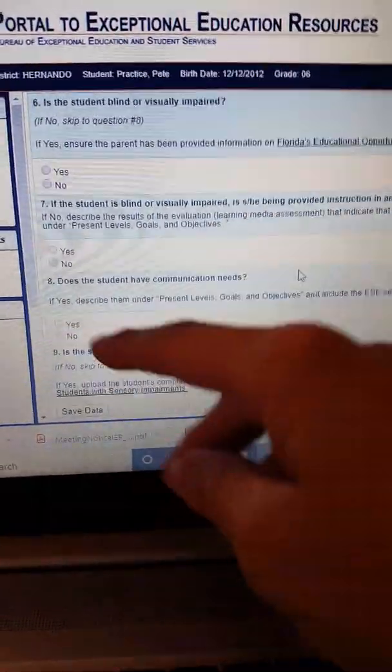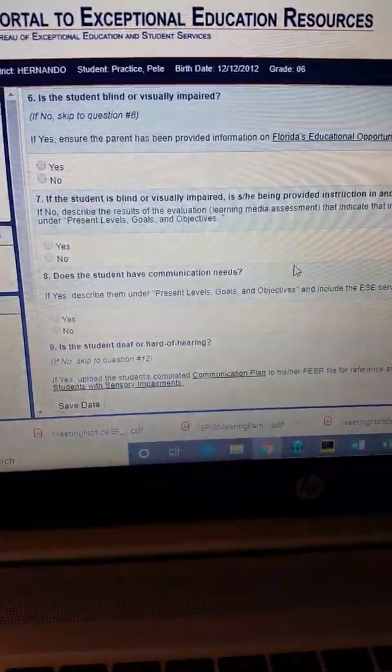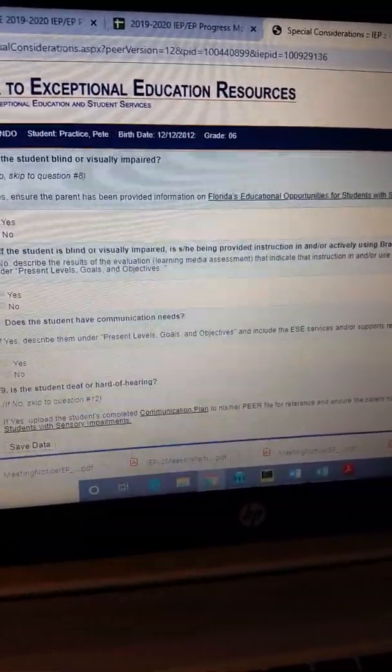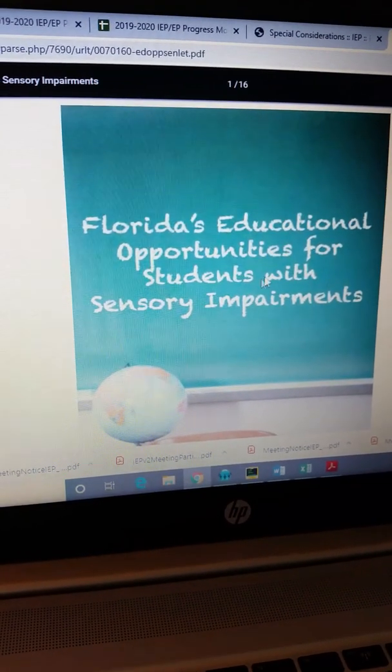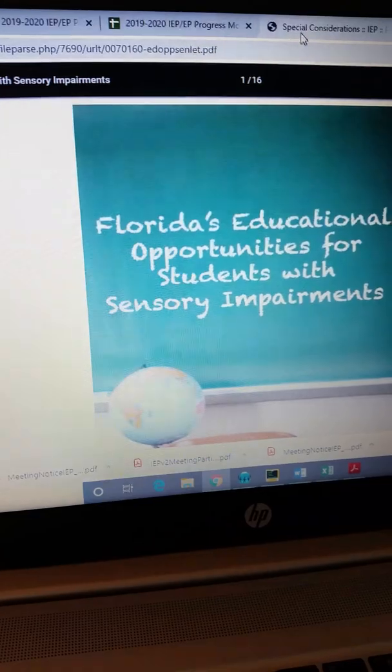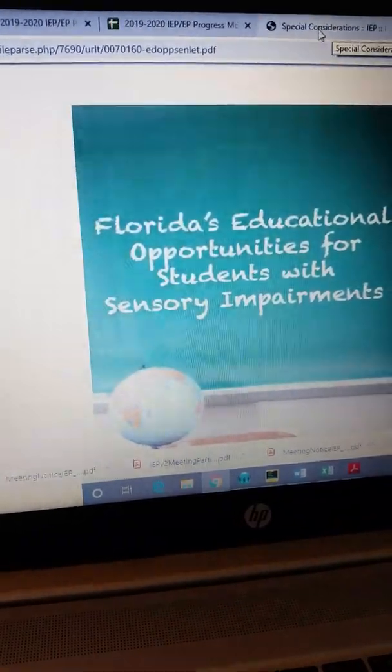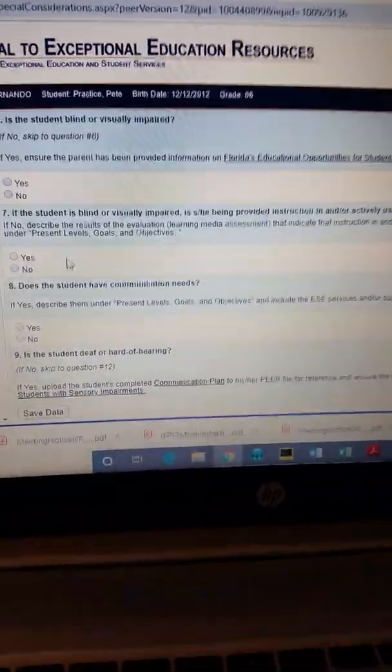So for number 6, it's asking whether the student is visually impaired. We either say yes or no. And if we do say yes, we need to provide a resource for parents. It's the Florida Educational Opportunities for Students with Sensory Impairment. That would be included in the sensory impairment section. We would have to give that to them, because parents need to be informed.